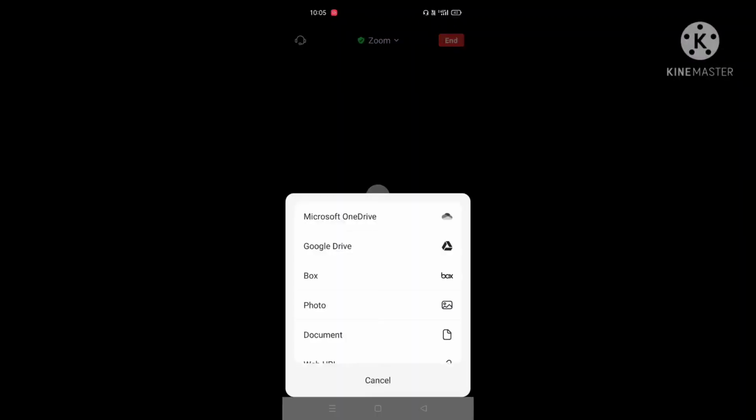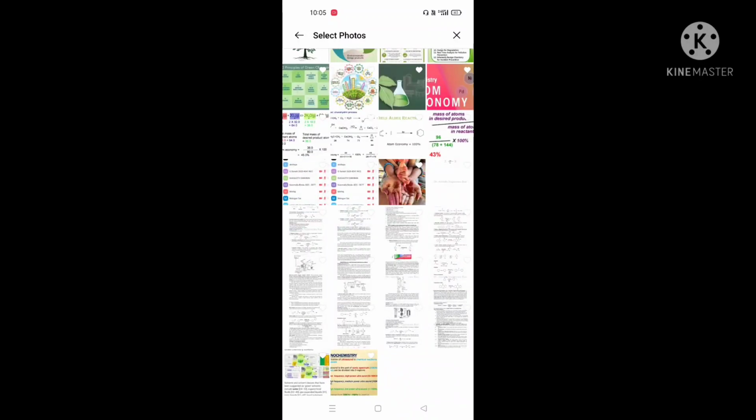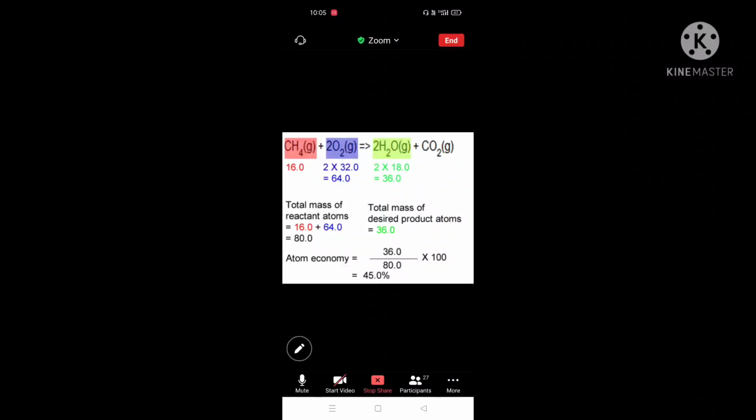100. For example, some examples of reactions are here. Like, for example, the methane combustion reaction. What is happening in combustion? Methane gives water plus carbon dioxide. So what is the molar mass of methane? The molar mass or molecular weight of methane.